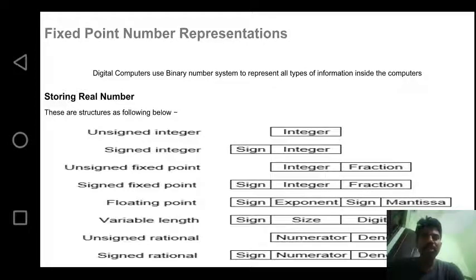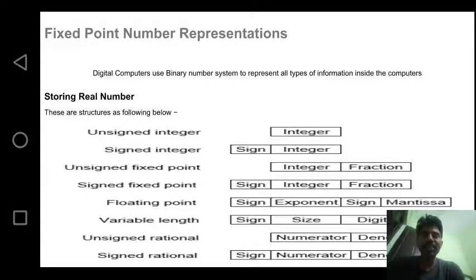Fixed point, as the name specifies, something is fixed here. What is that point? Point means decimal point or binary point. For a number, if it is a binary numbering system, we call it the binary point. If it is a decimal numbering system, we call it the decimal point. So the binary point is fixed. The position of the binary point is fixed.